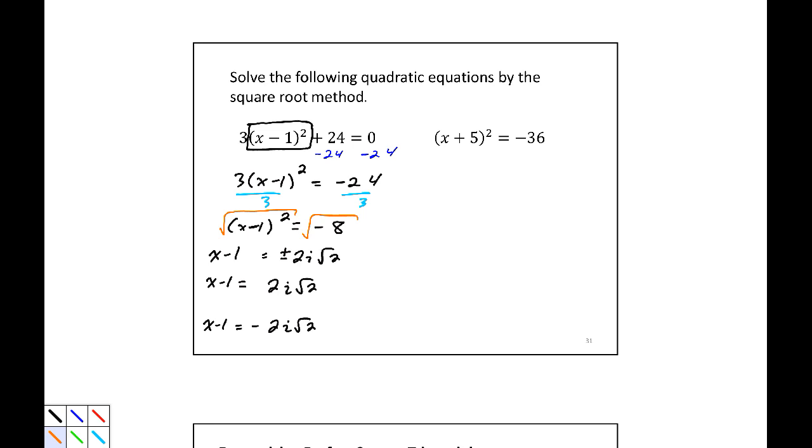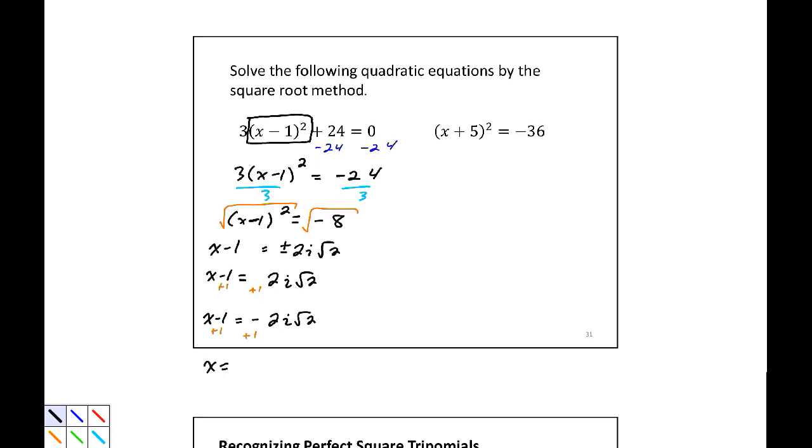My last step is going to be to add 1 to both sides, both of those, so that my solution is x equals 1 plus 2i root 2 and x equals 1 minus 2i root 2. Often more compactly written as 1 plus or minus 2i root 2.